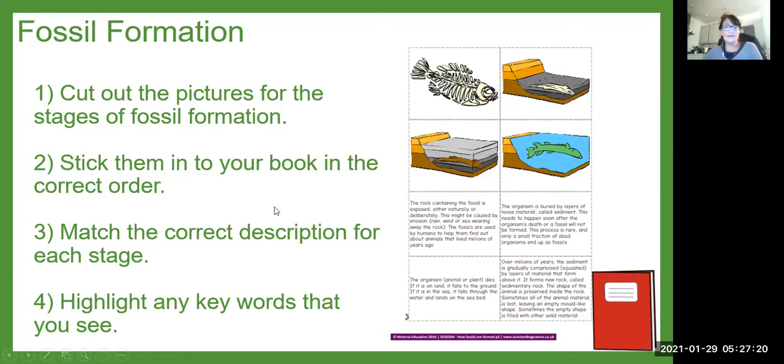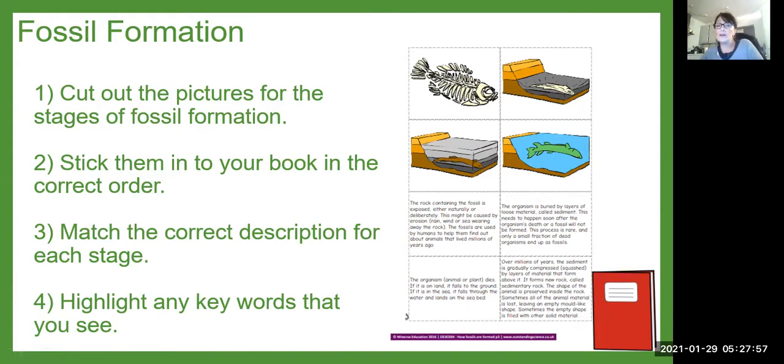Okay, now there's a little activity for you to do here. You're going to cut out the pictures for the different stages of fossil formation. Okay, so we've got 4 pictures. Stick them into your book in the correct order. Then you've got a description of the different stages of fossilization. You've got to match the description to each of the pictures, each of the stages. And then you're going to highlight any keywords that you see in the descriptions.